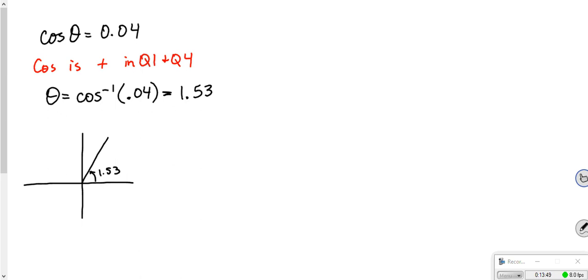Now, that's quadrant 1. How do I get that all the way around to quadrant 4? I need this one to also be 1.53. Well, this is going to be 2 pi minus 1.53, right? Because I'm subtracting 1.53 from 2 pi. So those are, again, my 2 choices. So 2 answers.